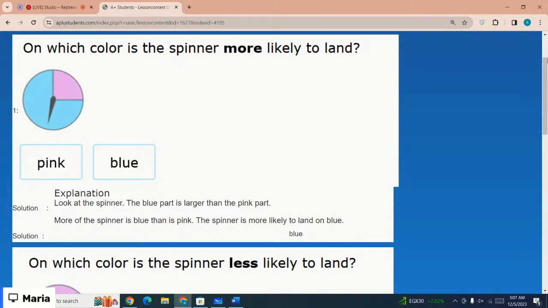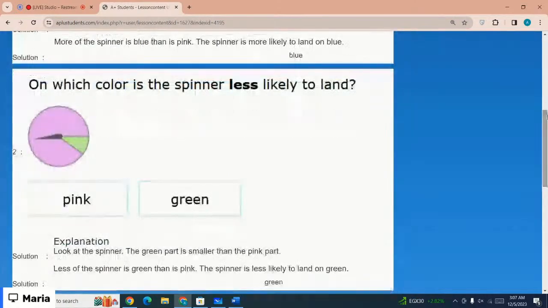Okay, let's just see the next example. On which color is the spinner less likely to land? You can see here is the spinner. The spinner has two colors, pink and green. Most of the portion is pink. A very small portion is green. The question is, on which color is the spinner less likely to land? That means you need to see on which color there is less chance to land. You can see here the green is a very small portion. That means the spinner is less likely to land on green, because you have a very small portion green, so very little chance it will land on green.